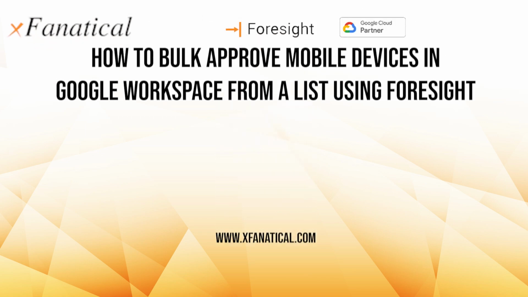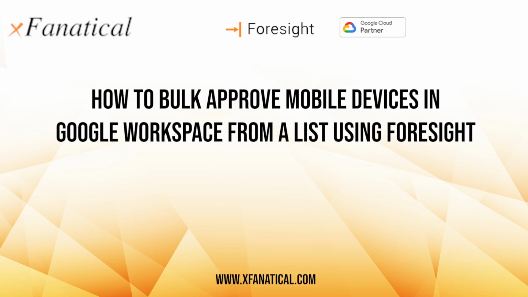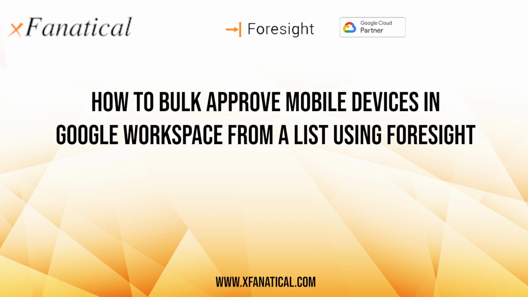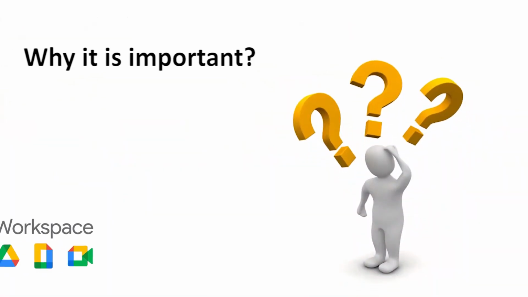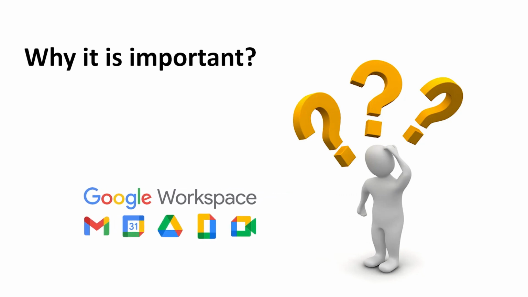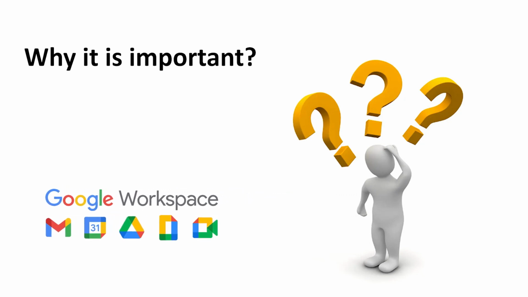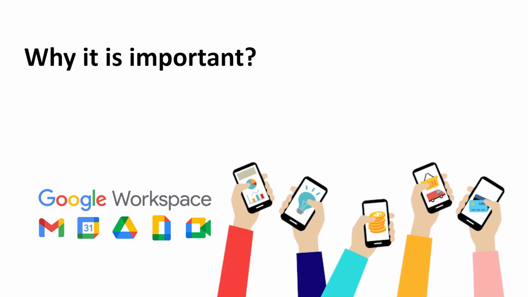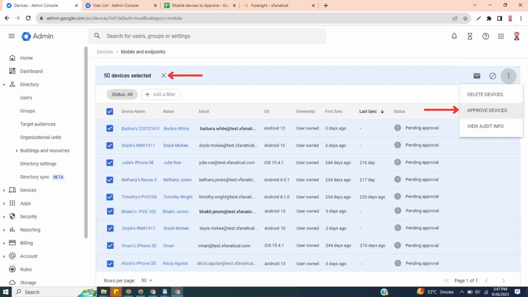In this short video, I will demonstrate how to bulk approve mobile devices in Google Workspace from a list using Foresight. It streamlined the administrative process of approving multiple mobile devices so that they can access the organization network and resources. And we'll see an efficient, automatic, and secure way to bulk approve mobile devices. Google admin consoles can bulk approve mobile devices, but it only allows 50 devices at a time. While using Foresight, we can bulk approve more than 50 mobile devices.